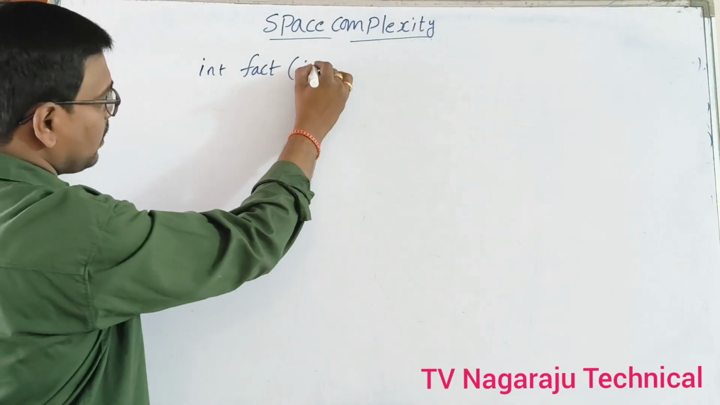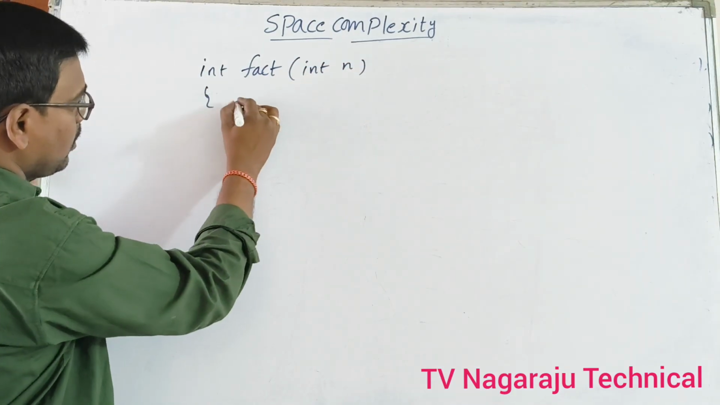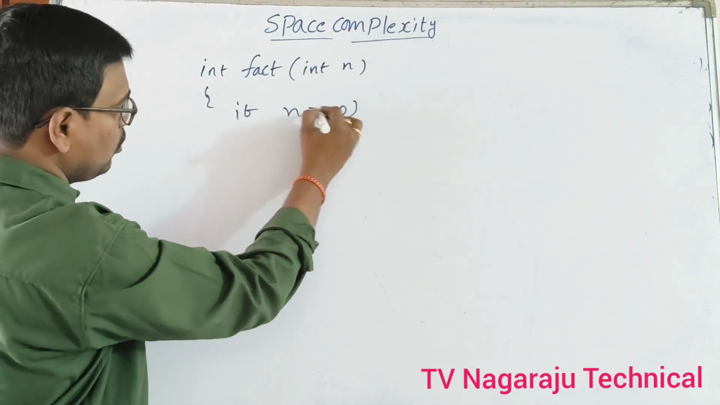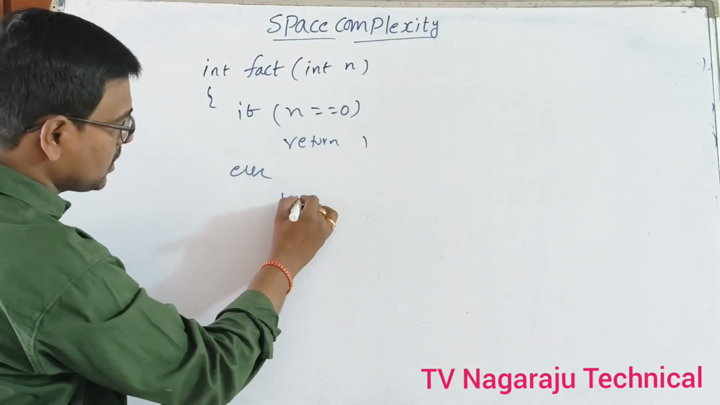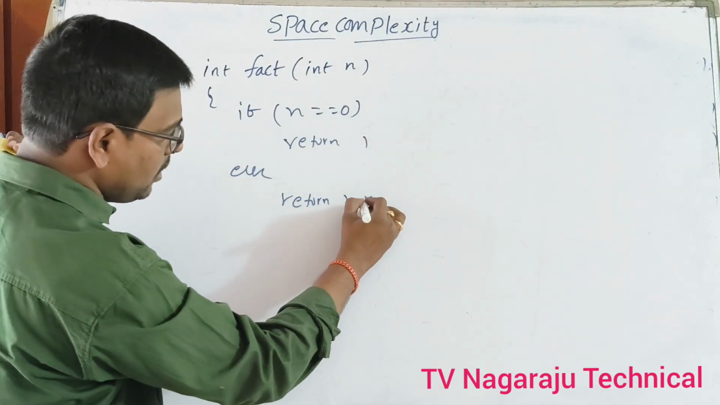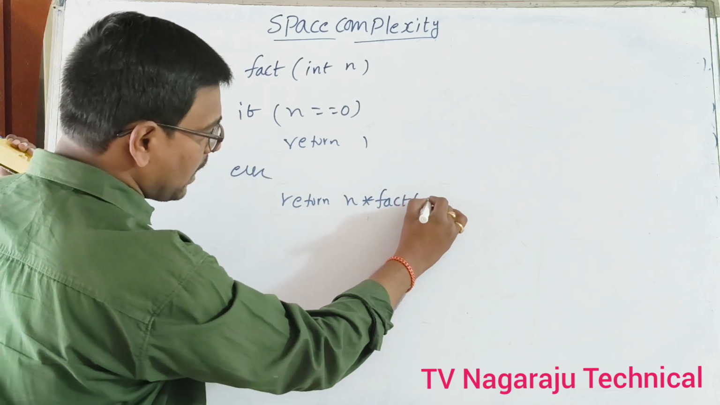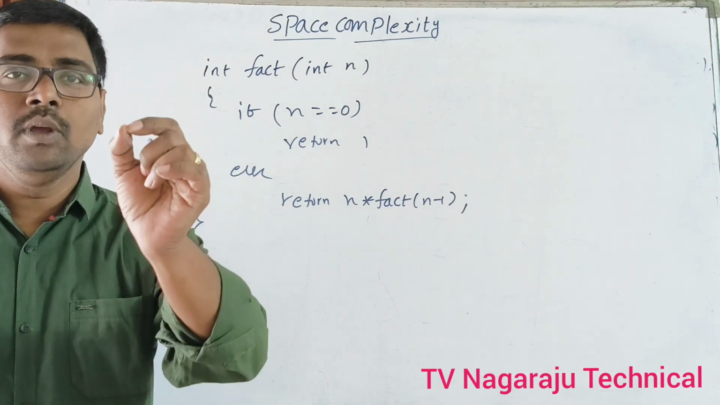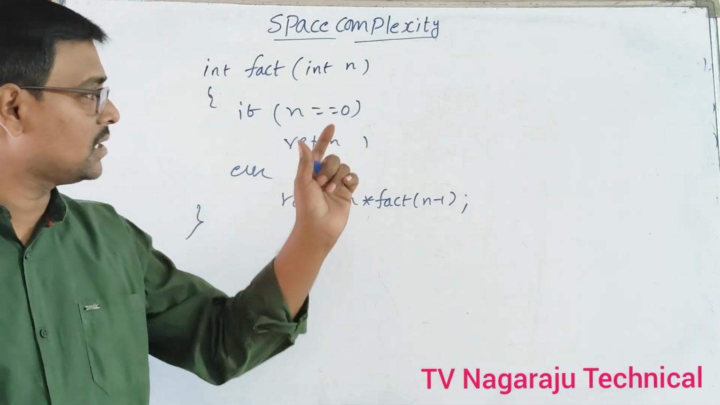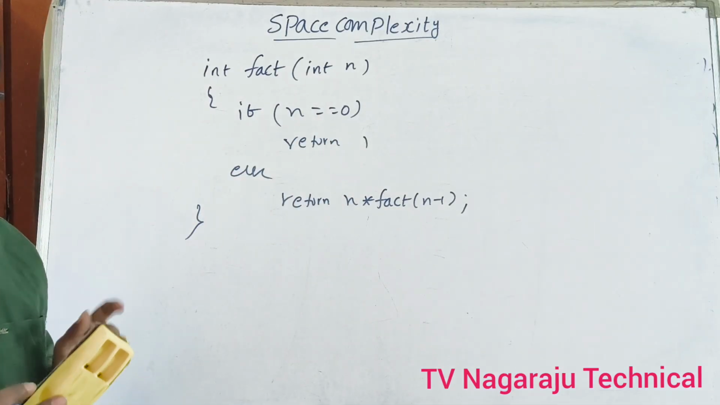Suppose int fact(int n): if n is equal to 0, then we return 1, else we return n into fact of n minus 1. This is the recursive algorithm. How do we calculate the space complexity for this recursive algorithm?